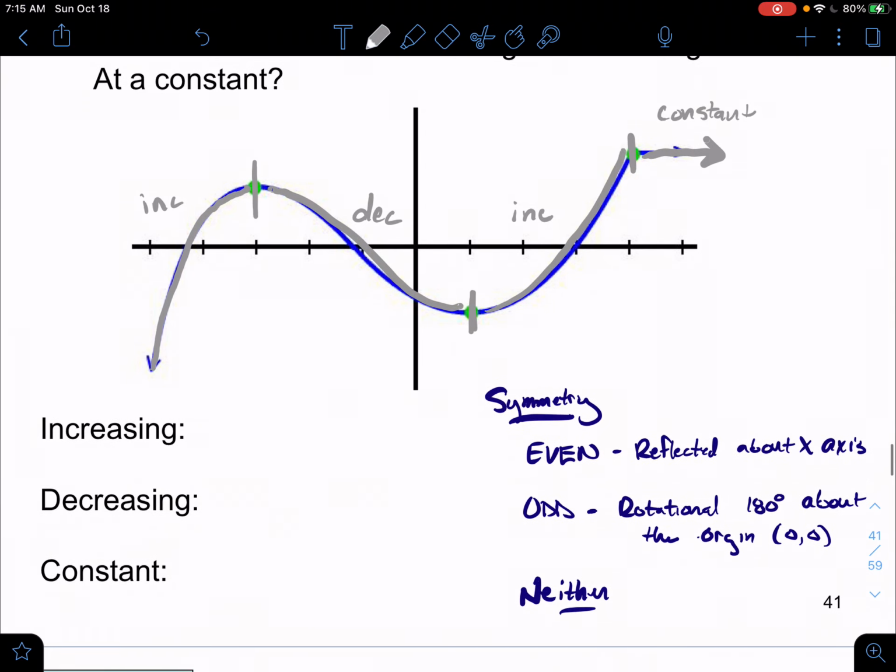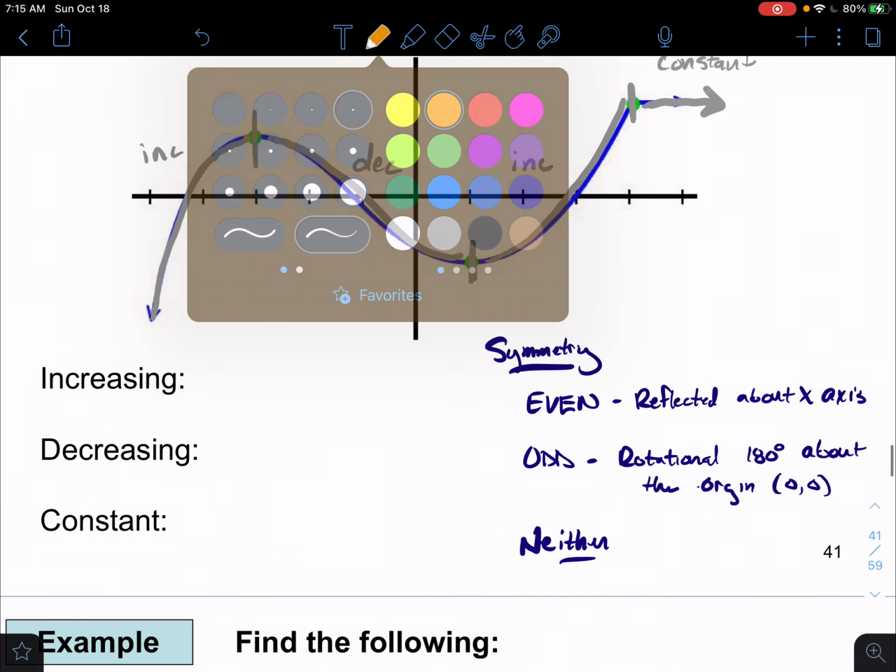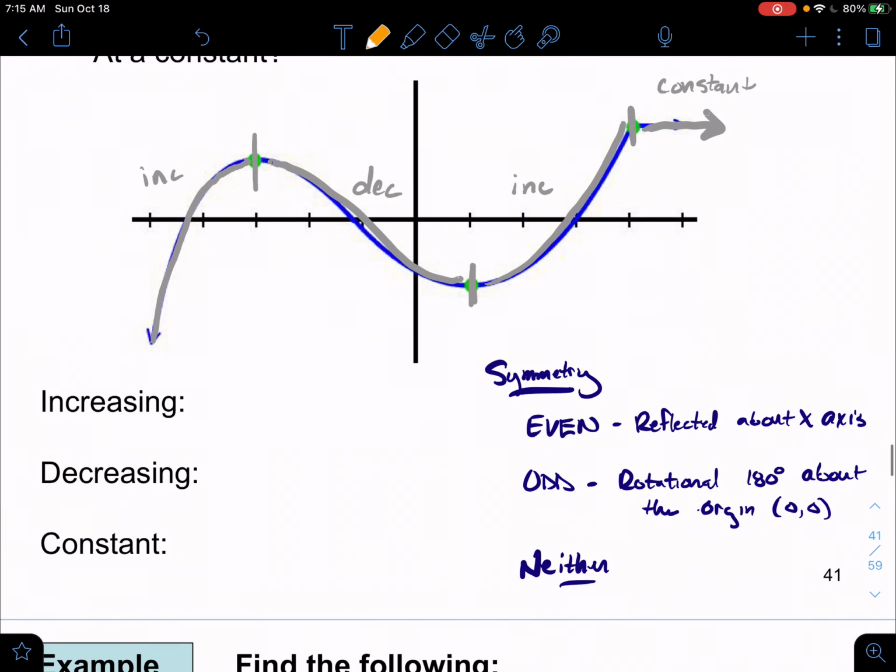So in order to write these things out, we write them with intervals. So from negative infinity all the way over to, this looks like it's -3, this was 1, this was 3, and this was 4. So from negative infinity to -3, our graph was increasing. And then from -3 all the way to 1, right? This section is where we were decreasing.